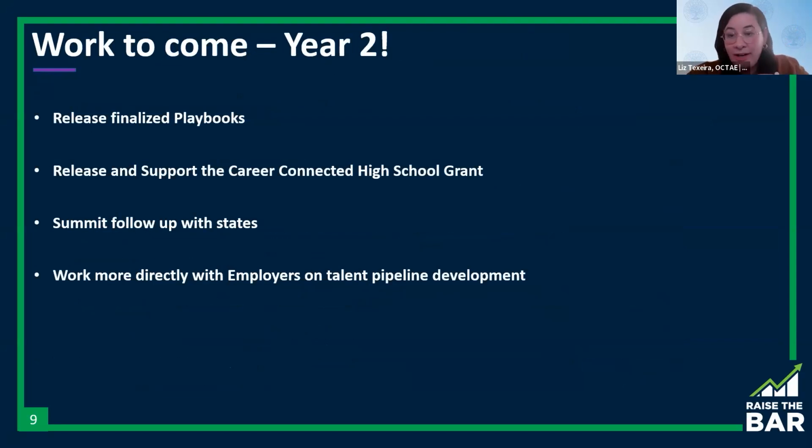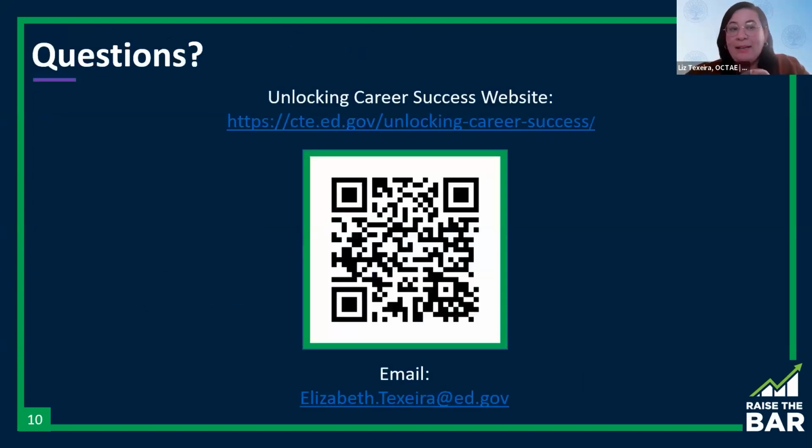We're going to be releasing and supporting our Career Connected High School grant. We're doing a bunch of follow-up right now with states, right, to talk about, again, some of the different funding opportunities available to them. And finally, we're going to be working more directly with our employers on talent pipeline development. So again, lots to come in this next year, but I'm going to leave it there.